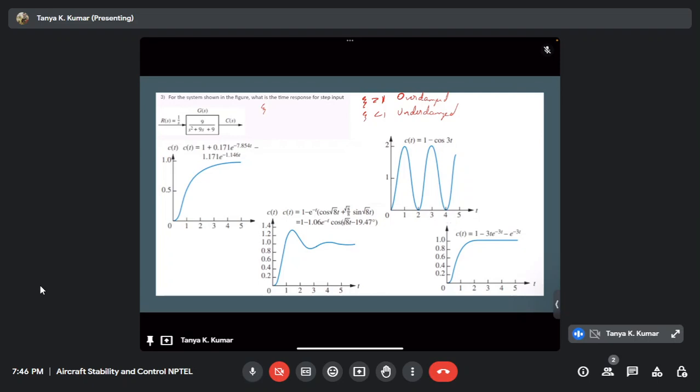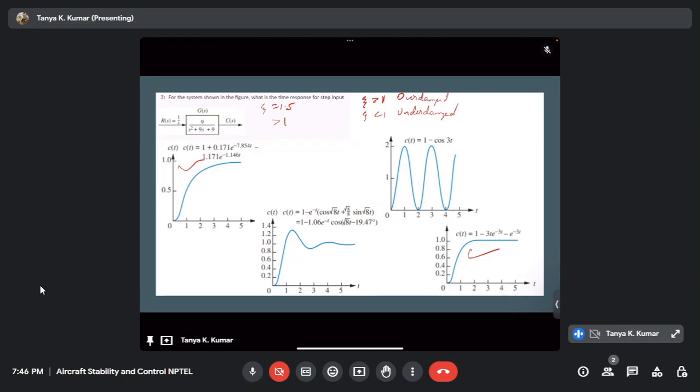Here eta is 1.5, right? So it's greater than 1. So it is overdamped. So is it this or this? From the nature of the graph, can you tell me? Also look at the equation.